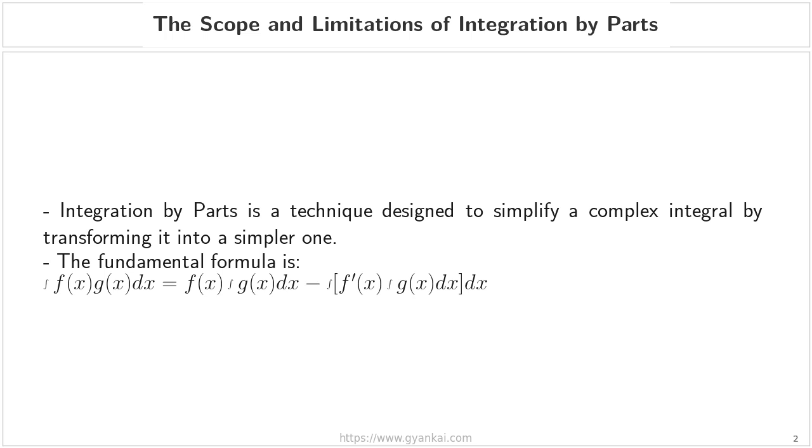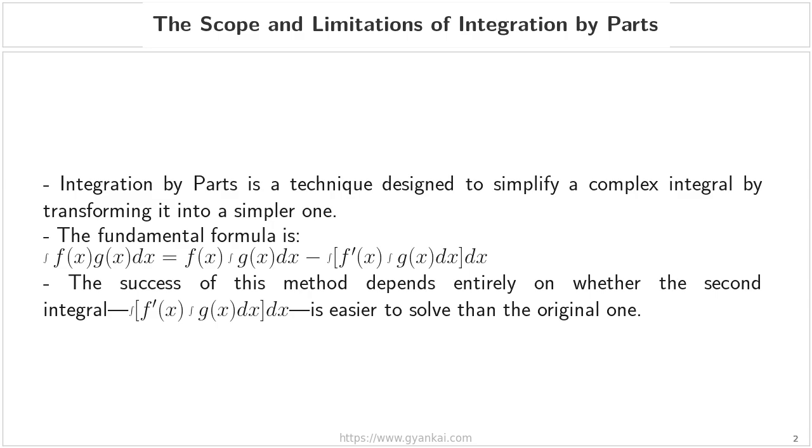Now let's look at the core formula. It's written as the integral of f of x times g of x with respect to x equals f of x times the integral of g of x with respect to x, minus the integral of f prime of x times the integral of g of x with respect to x, with respect to x. Let's break that down. F of x and g of x are simply the two functions we're multiplying inside the integral. F prime of x represents the derivative of f of x, and remember, the integral sign, with the function inside, represents the antiderivative of that function.